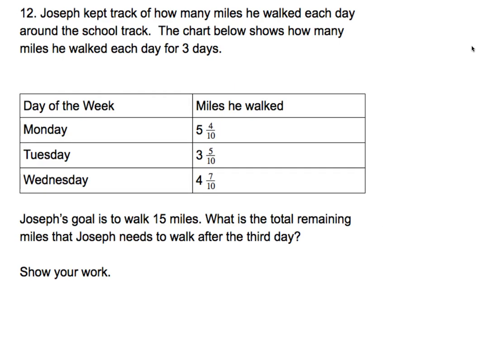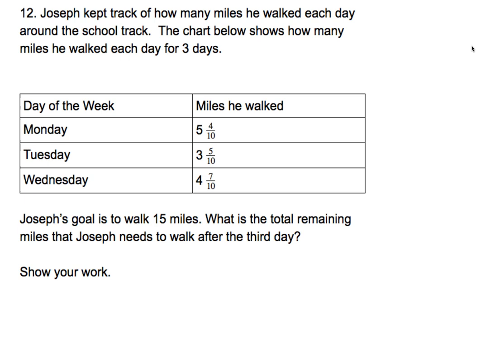Last question. Joseph kept track of how many miles he walked each day around the school track. The chart below shows how many miles he walked each day for 3 days. Monday, he walked 5 and 4/10 miles. Tuesday, he walked 3 and 5/10 miles. Wednesday, he walked 4 and 7/10 miles. Joseph's goal is to walk 15 miles. What is the total remaining miles that Joseph needs to walk after the third day?